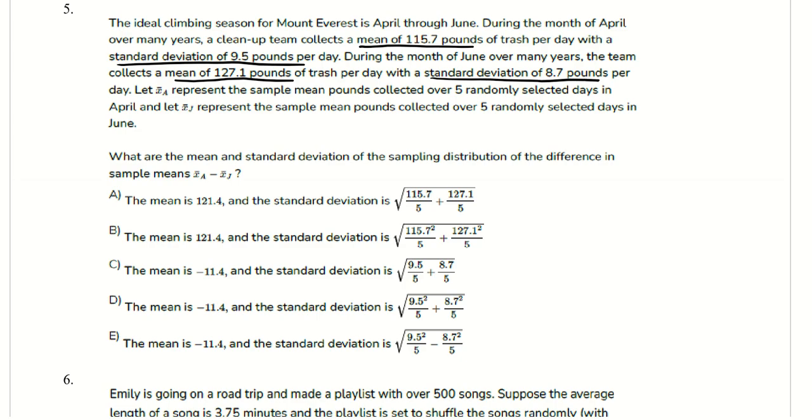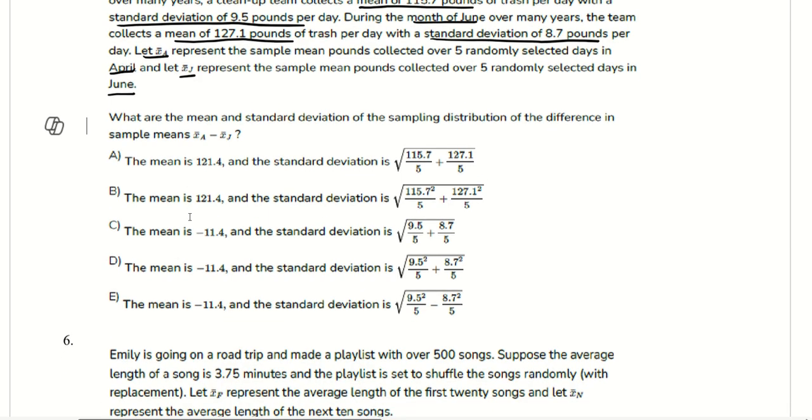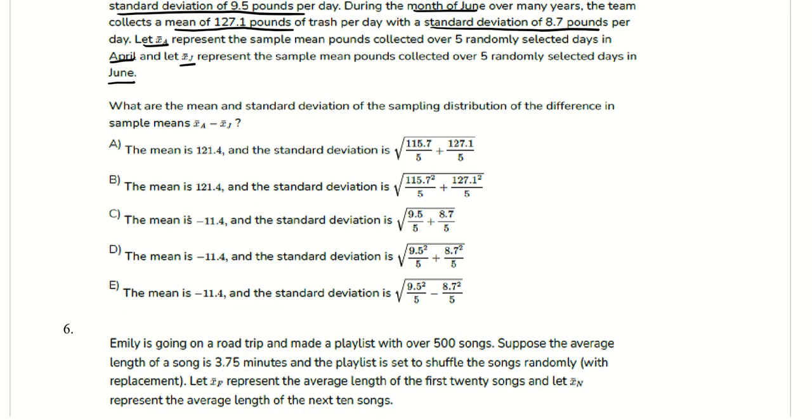Okay, so one of them is during the month of April, the other one is during the month of June, okay. Let x bar A represent the sample mean pounds collected over 5 randomly selected days in April, okay. And then x bar J represents the same thing but for June. So what are the mean and standard deviation of the sampling distribution of the difference in sample means, x bar A minus x bar J?